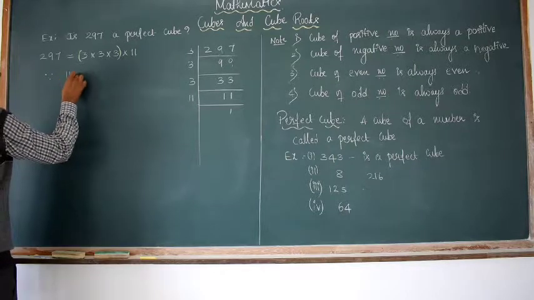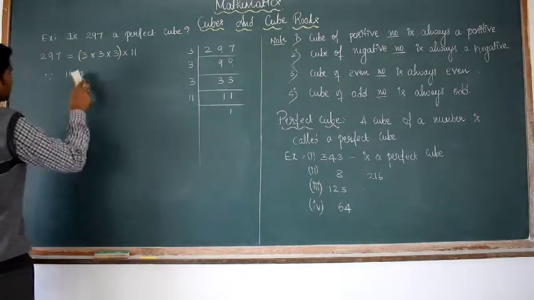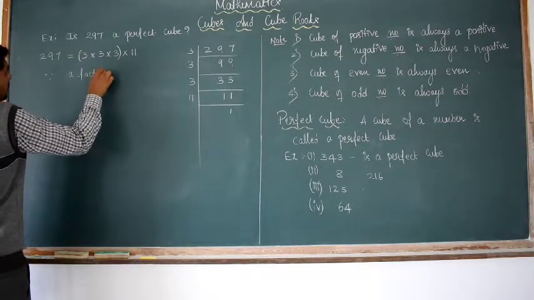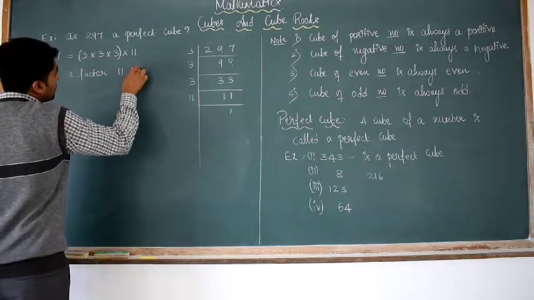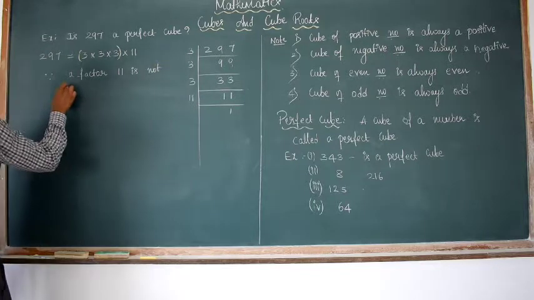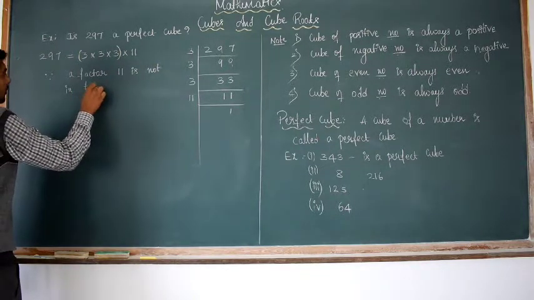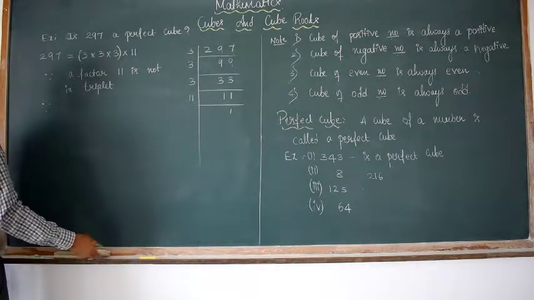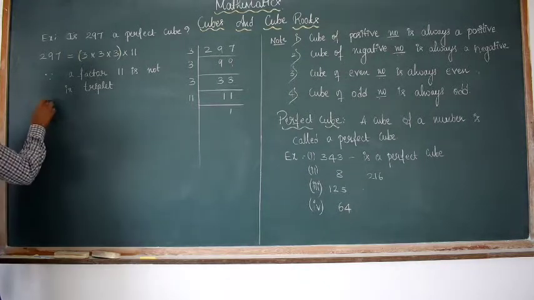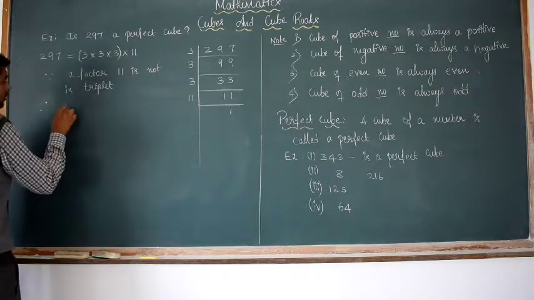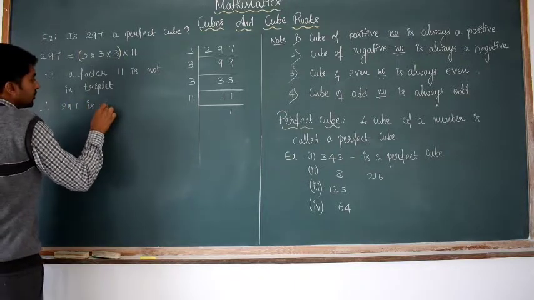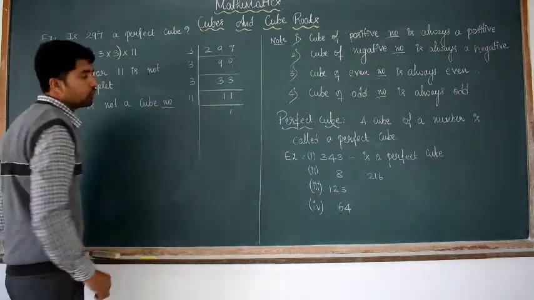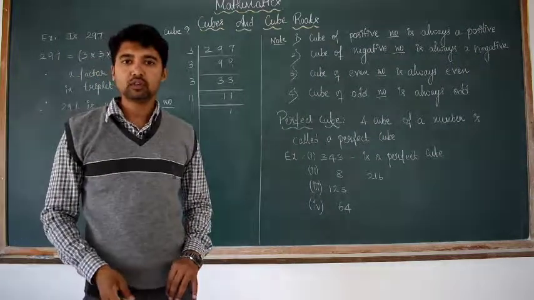since a factor 11 is not in triplet, therefore 297 is not a cube number. Yes, have you understood?